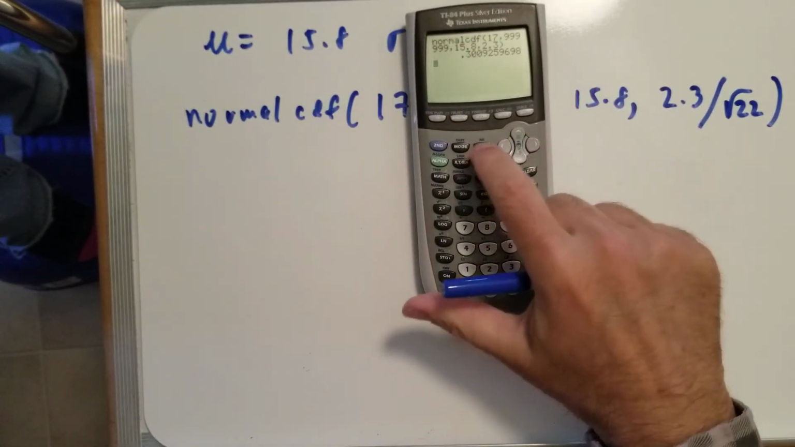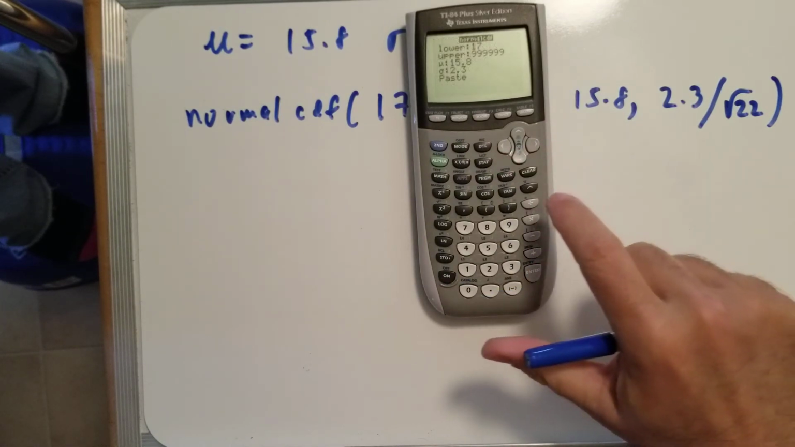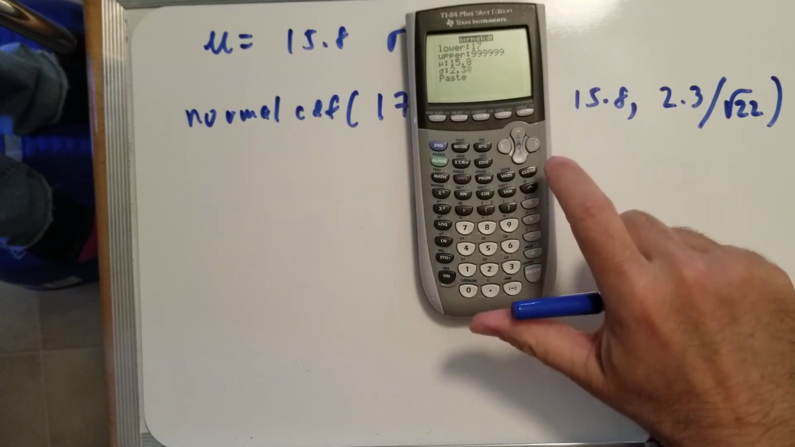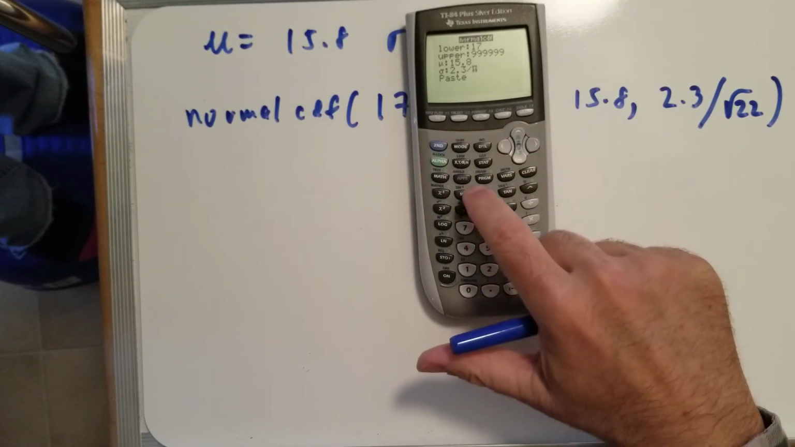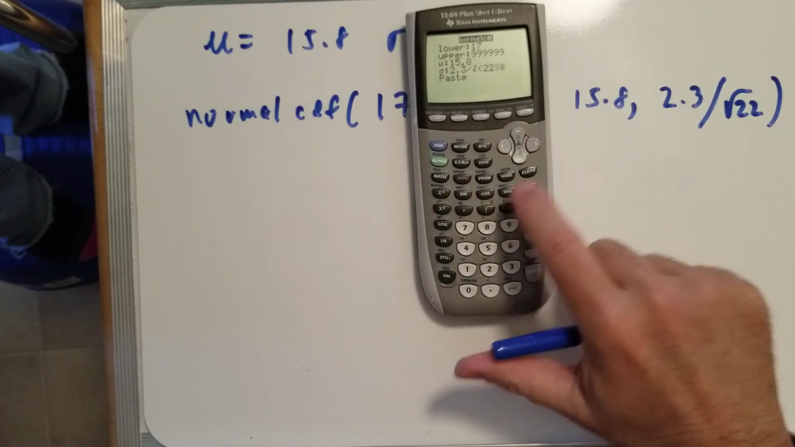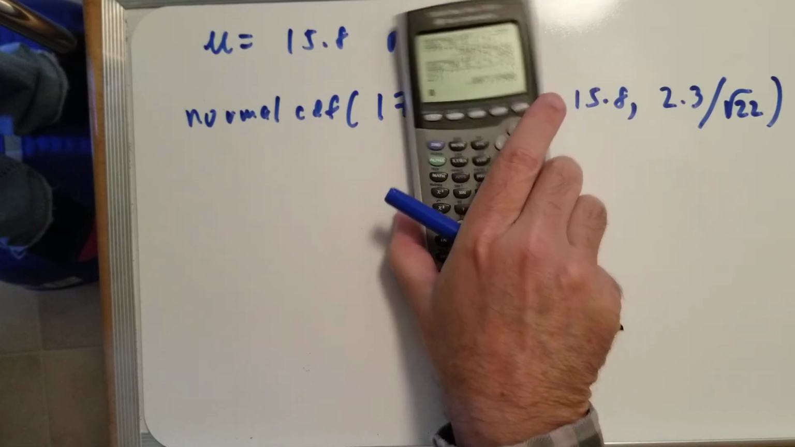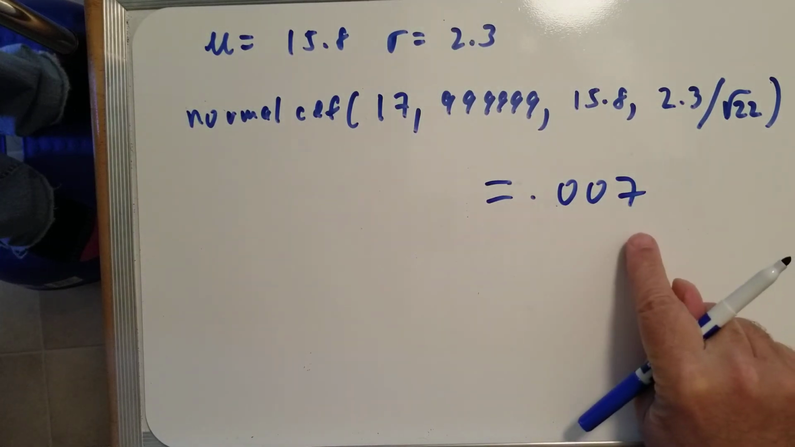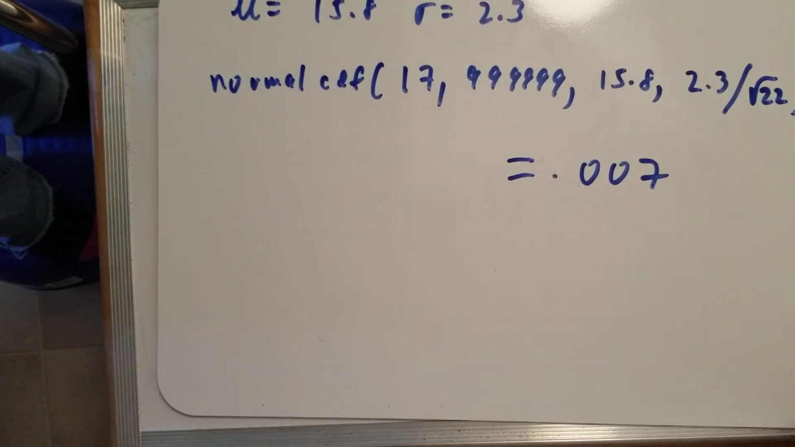On the calculator, I'm going to a normal CDF. Everything is still the same as before, except the standard deviation 2.3 is divided by the square root of 22. And this time the calculator spits out 0.007. Note that it is far more unlikely that a sample of 22 giraffes is an outlier than the probability that an individual giraffe was an outlier.